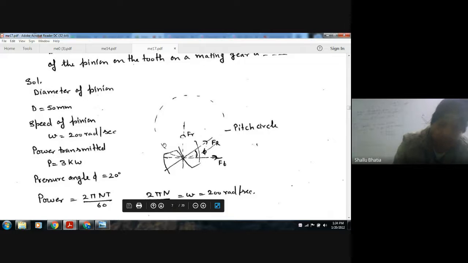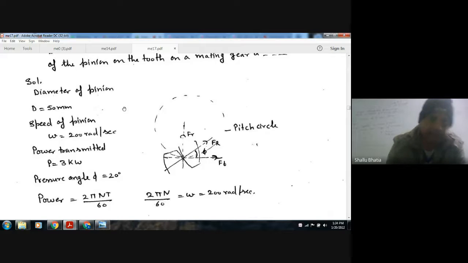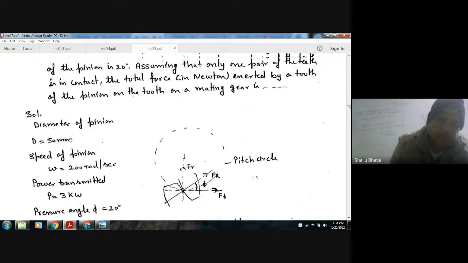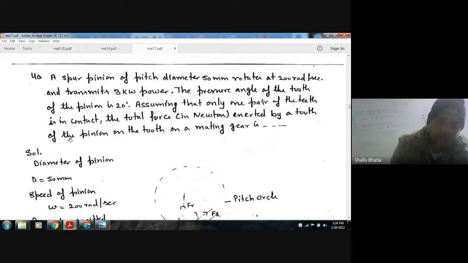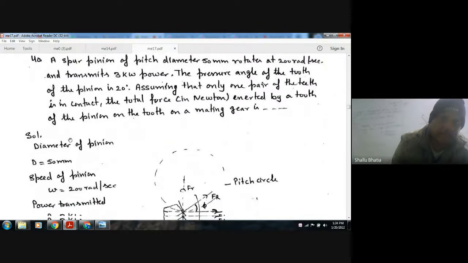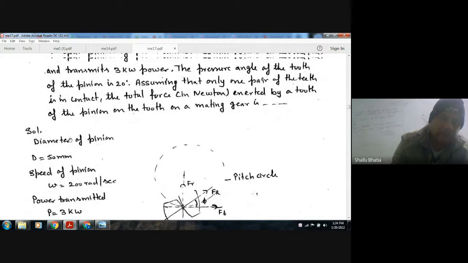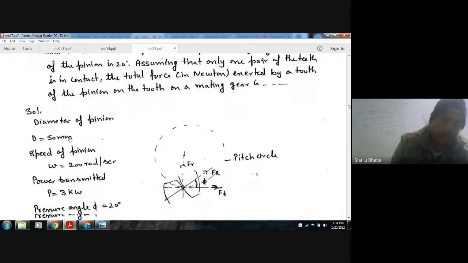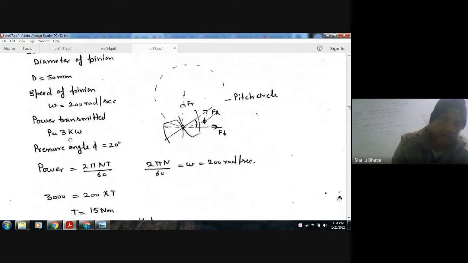Now, the diameter of the pinion: one is here, and the smaller one is the pinion. So the pinion is here 50 mm. The speed of the pinion is 200 radian per second. And the power transmitted is given as 3 kilowatt, and the pressure angle is 20 degrees.